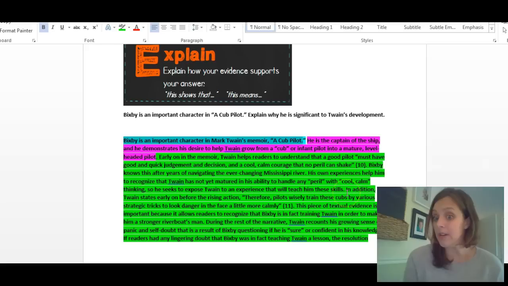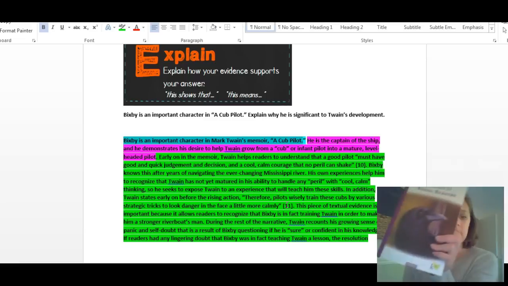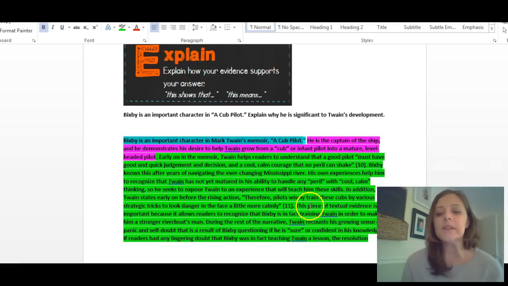All right, in addition, okay, maybe our reader's still not convinced, so I'm going to go a step further. In addition, Twain states early on before the rising action, here comes my quote, "Therefore, pilots wisely train these cubs by various strategic tricks to look danger in the face a little more calmly." There's my reference to page 11 from this book. This piece of textual evidence is important because, and I would suggest stealing that line, okay? That would be one way that you could start your explanation.